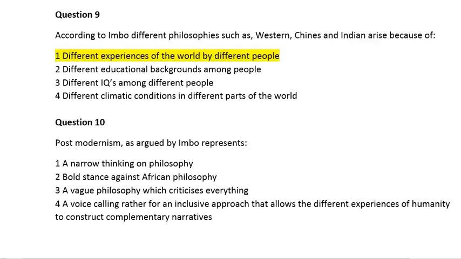Question 10. Postmodernism, as argued by Imbo, represents, number 1, a narrow thinking of philosophy. Number 2, a bold stance against African philosophy. Number 3, a vacuum philosophy which criticizes everything. Number 4, a voice calling rather for an inclusive approach that allows the different experiences of humanity to construct complementary narratives. So here guys, the correct answer is number 4, which is a voice calling rather for an inclusive approach that allows the different experiences of humanity to construct complementary narratives.